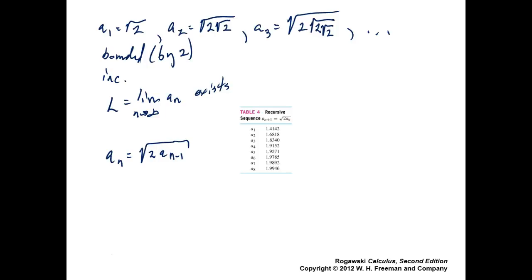Now, if this limit does exist, and that's L, and we showed that it did exist, then the limit as n approaches infinity of this thing is going to be the limit of this thing. Now, I might need to do it the other way. Let me see.